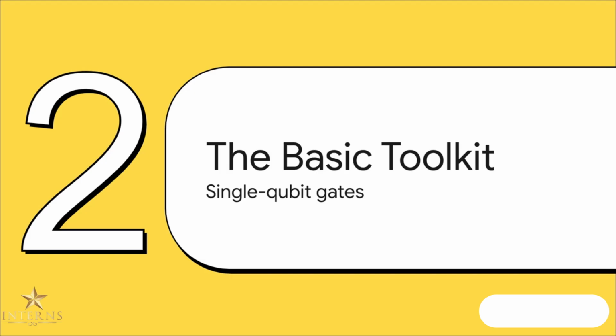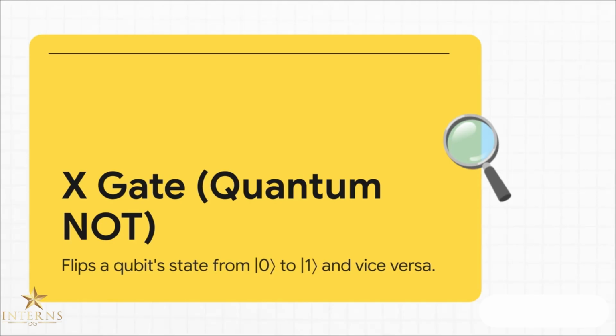Okay, time for section 2. Let's open up the toolbox and look at the basic toolkit. We're going to start simple with the essential gates that work on just one single qubit at a time. First up, we've got the X gate. This one is probably the most straightforward of the bunch. It's basically the quantum version of a classical NOT gate. If your qubit is in the 0 state, the X gate flips it to 1. And if it's in the 1 state, you guessed it, it flips it right back to 0.